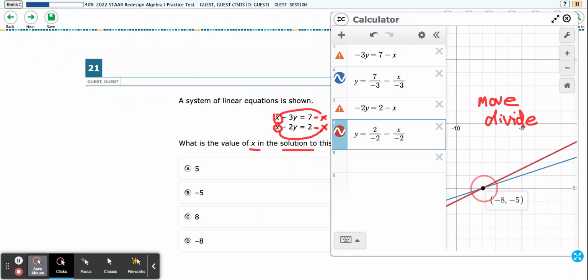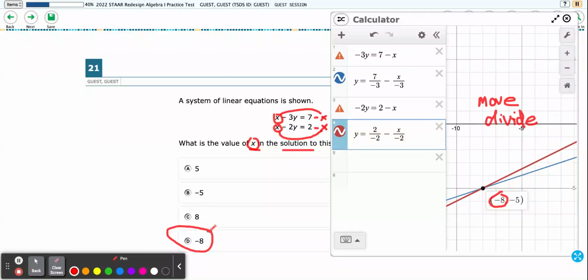I can click on it, and it tells me that that's 8, negative 5. Well, remember, my x coordinate is this coordinate right here. This is x, and this is y. So I want the x coordinate of my solution. So I want negative 8. Here it is right here. Okay? So I've got negative 8.